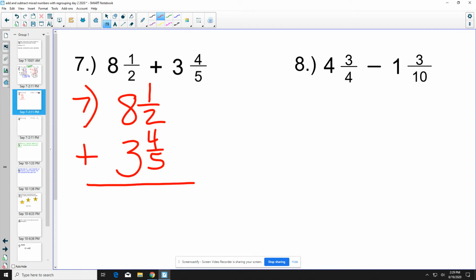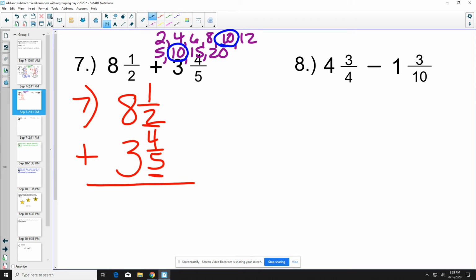Okay, now we're going to look at our denominators. We have a 2 and a 5. So we need to find a number that 2 and 5 both go into. So if I think about 2, 4, 6, 8, 10, 12, counting by 2s, but then counting by 5s, 5, 10, 15, 20, I'm noticing they both have a 10. So my least common denominator is going to be a 10.